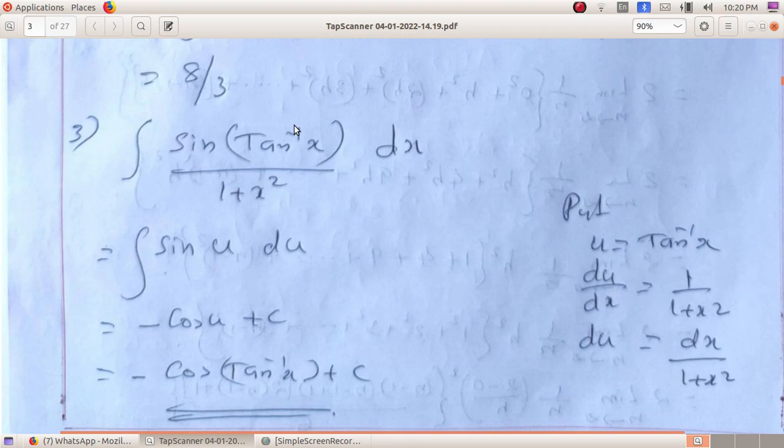Integral sin of tan inverse x divided by 1 plus x square dx. To solve this problem, we make a substitution for tan inverse x, that is u. And what is du by dx? d by dx of tan inverse x, its formula is 1 by 1 plus x square. Then this dx moves to the right side, so dx divided by 1 plus x square is du. Integral sin u, and dx by 1 plus x square means du. So integral sin u du. What is the integral of sin x formula? Minus cos x. So minus cos u plus c. What is u? Tan inverse x.